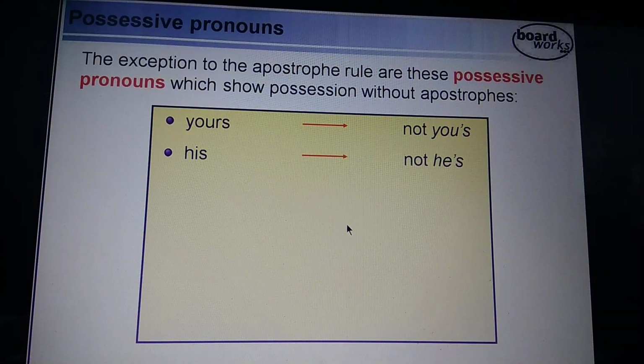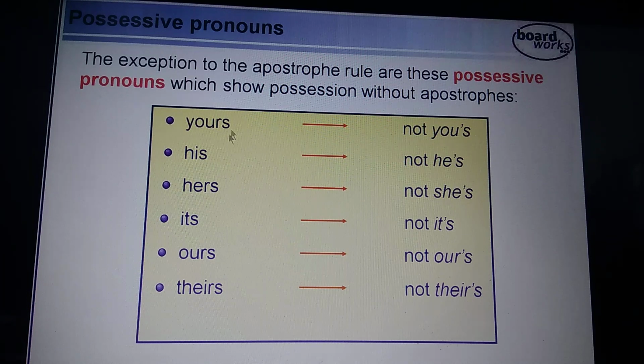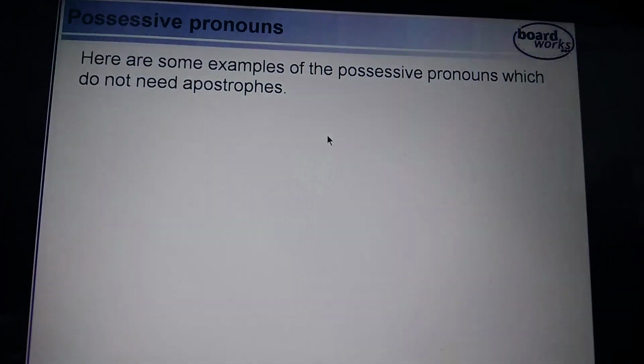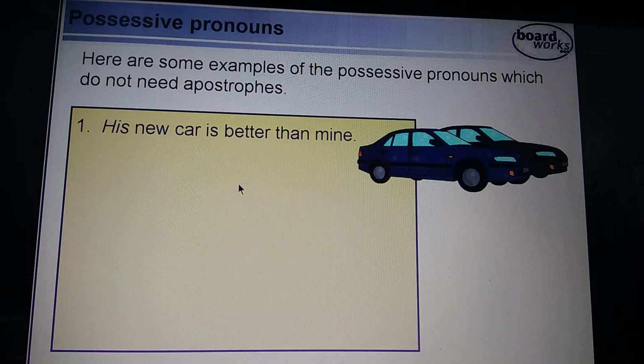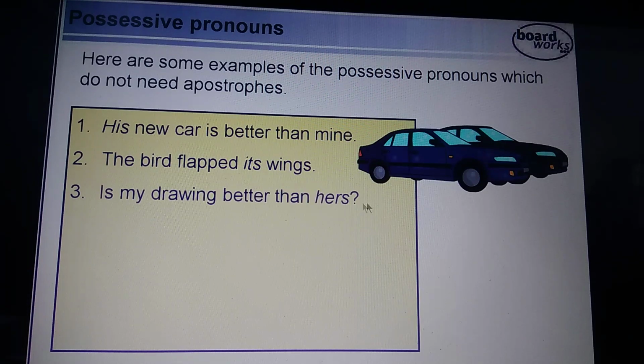Some pronouns that are already plural already show possession, not plural. You may be confused by it. Please don't mistake these pronouns for contractions. These already express possession, not the plural or anything else. So do not use an apostrophe in this case. Here are some examples using those possessive pronouns. You can look at the sentences.